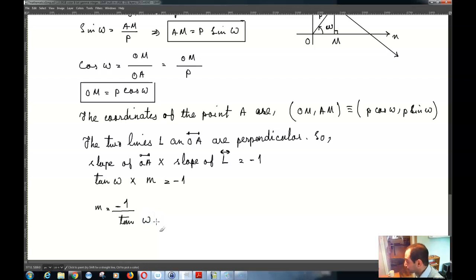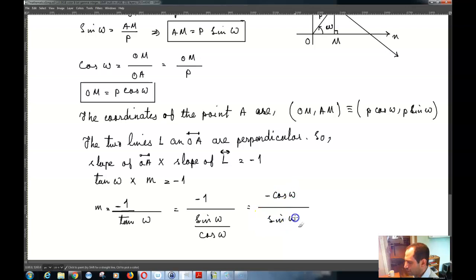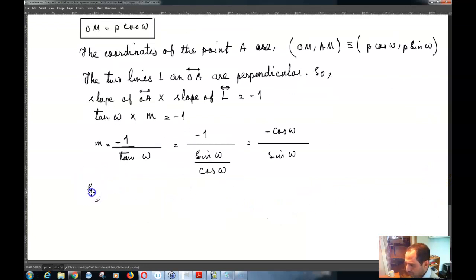That means that M is equal to -1 over tan omega, which is equal to -1 over sine omega over cos omega, which is equal to -cos omega over sine omega. And that's the slope of the line L: -cos omega over sine omega.